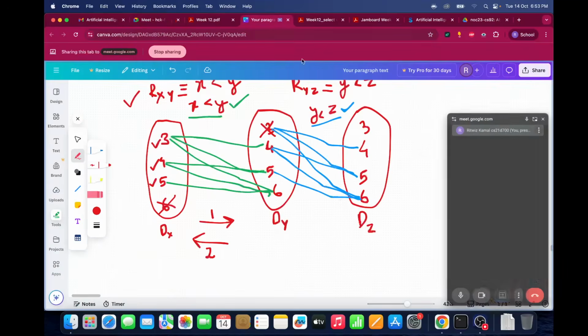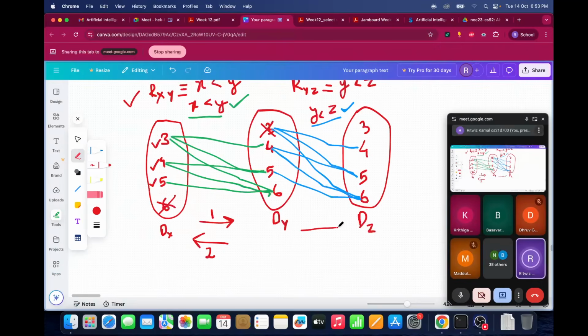So the next step that we are going to do is apply revise in dy to dz, and then again apply revise in dz to dy. So when we do dy to dz, which element will be removed? 6. 6 will be removed, right? Because this doesn't have any connection to any element in dz. So 6 is removed now.